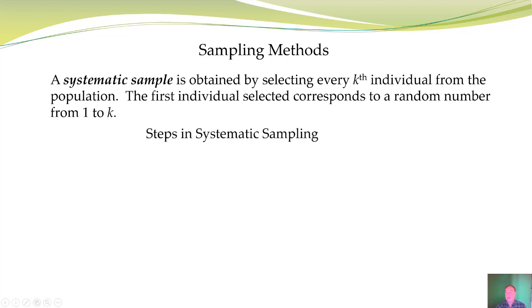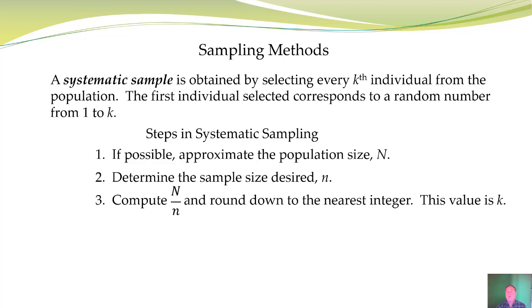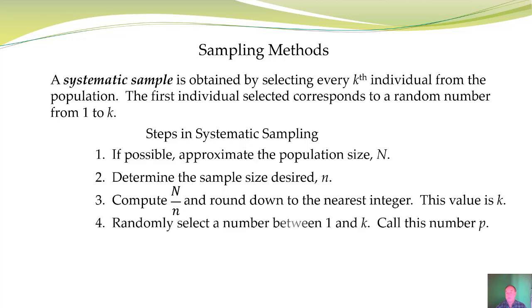Steps in a systematic sampling. First, if possible, approximate the population size if you don't know it. Second, determine the sample size desired. How many do you want in your sample? Third, compute the population size divided by sample size and round down to the nearest integer. The key here is round down. This will be your value of k.